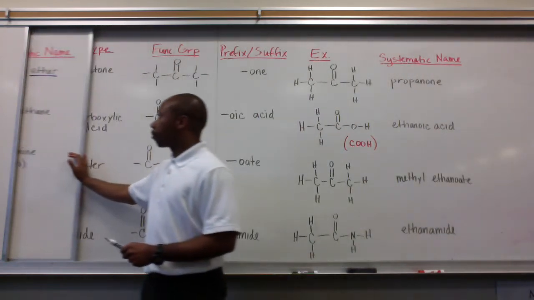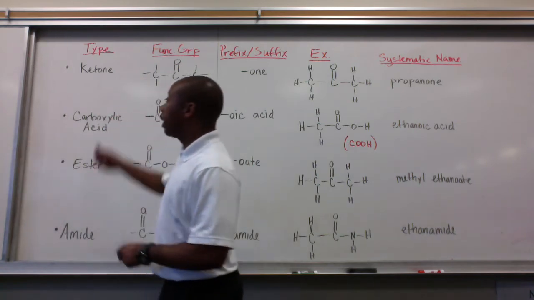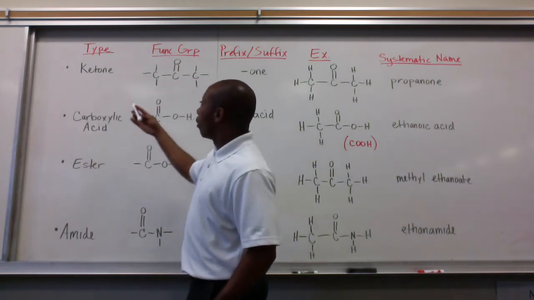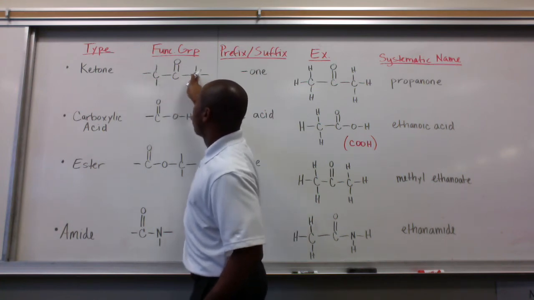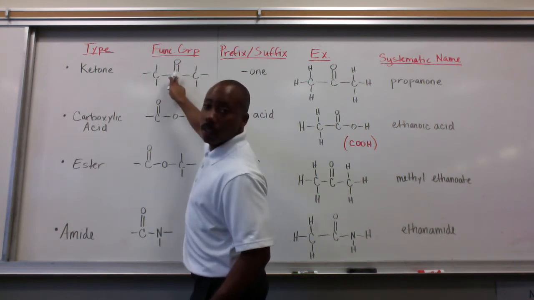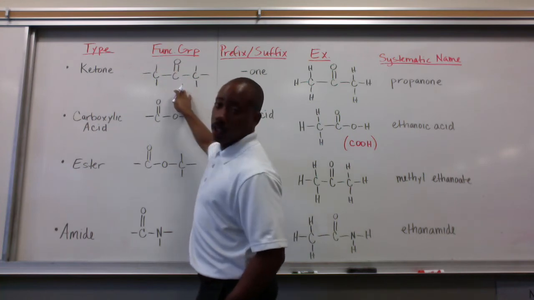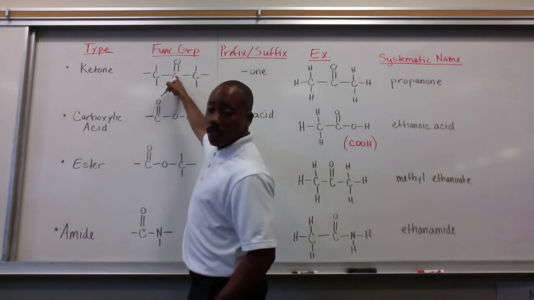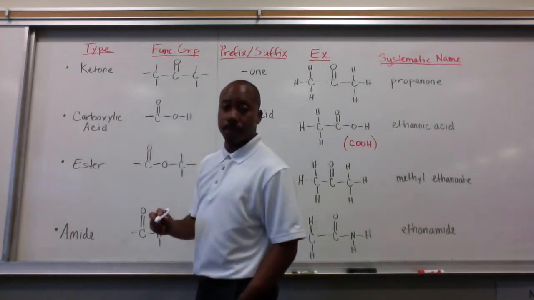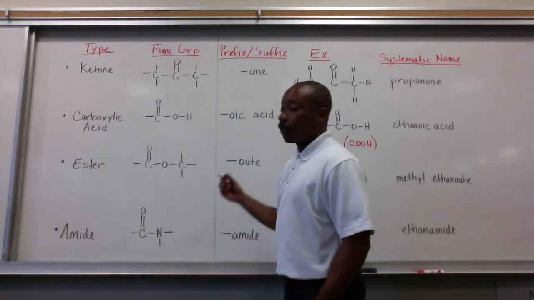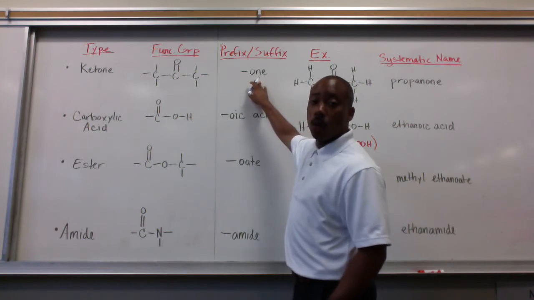Next, we have a ketone. Now, a ketone has a functional group that has a carbon chain, but in the middle carbon, we have a double bonded oxygen. So it's carbon attached to another carbon, which is double bonded to an oxygen, and then that carbon is attached to another carbon. The suffix for this is -one.